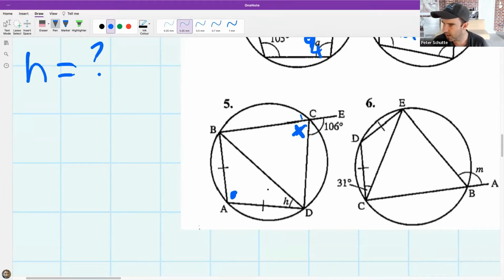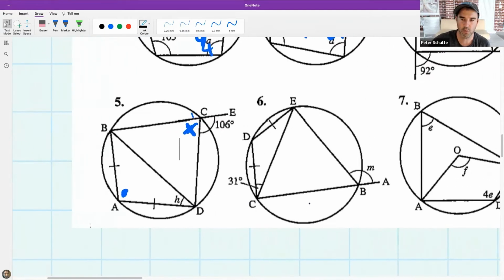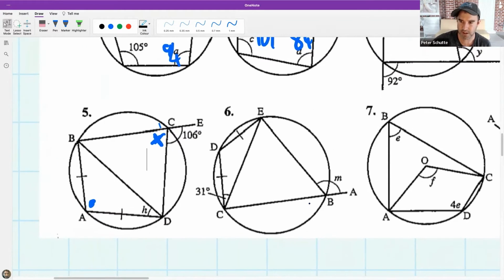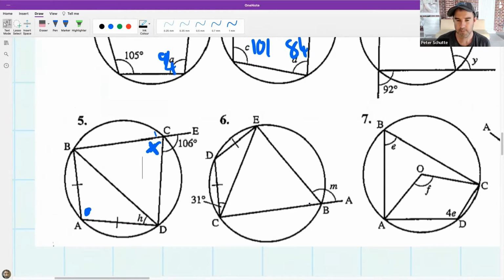So I see some answers coming in for M and some for H. For those who are really feeling very strong at the moment, I'm going to add number 7. But I don't want you to feel intimidated or rushed. I'm just going to add that as an option for those who are feeling on top of things.